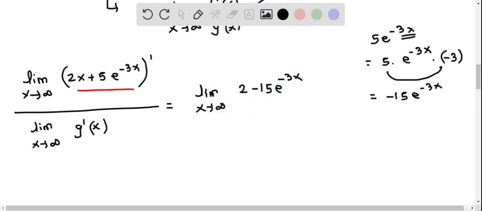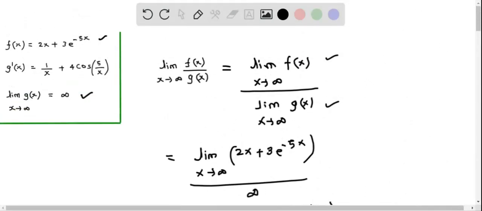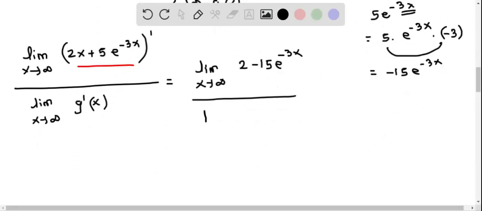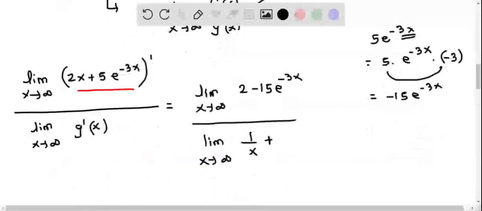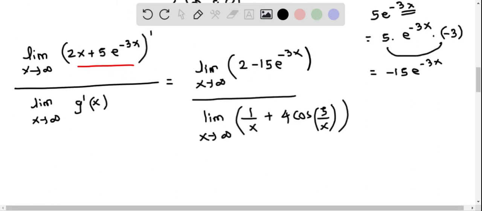Now let's continue, and then we have to divide by g prime of x, the derivative of g. This is already given, so we can utilize this expression, 1 over x. So I'm going to put the limit as x approaches infinity of 1 over x plus 4 cos pi over x. So this is 4 cos pi over x. And we put a bracket to indicate that we apply the limit completely. Now let's apply the limit.